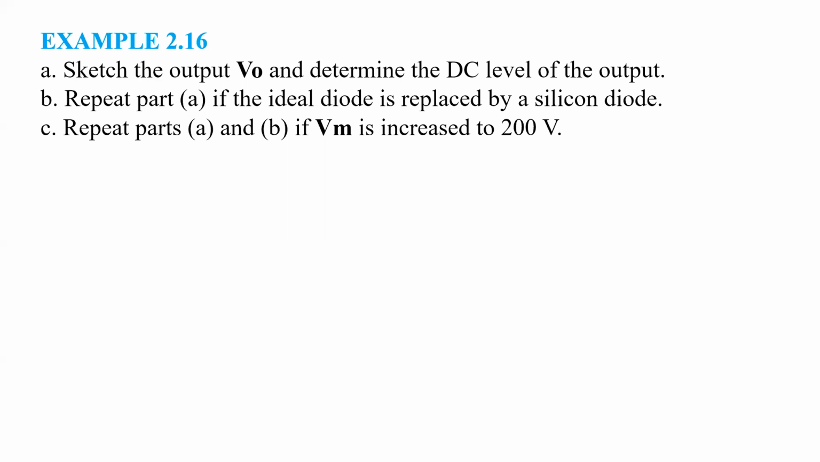In the first part, the diode was an ideal diode. That means no silicon, no germanium, no gallium arsenide. The second part, B, is a practical diode, that means a silicon diode. Part C: repeat parts A and B if Vm is increased to 200 volts. For parts A and B, the voltage was 20 volts. Now you have to repeat the parts for 200 volts. That's it. So let's see.